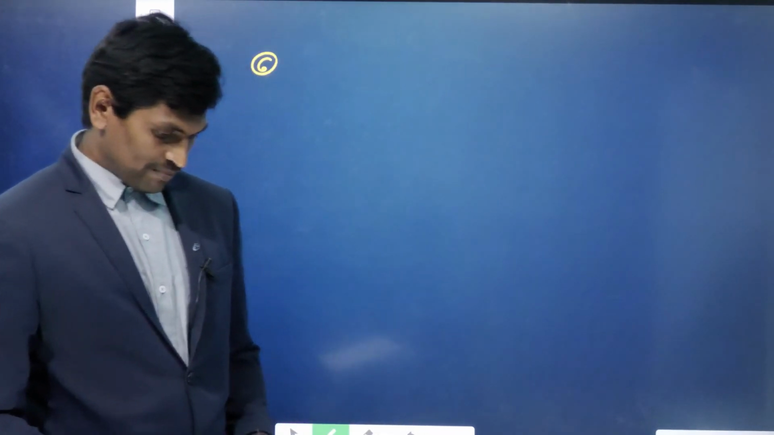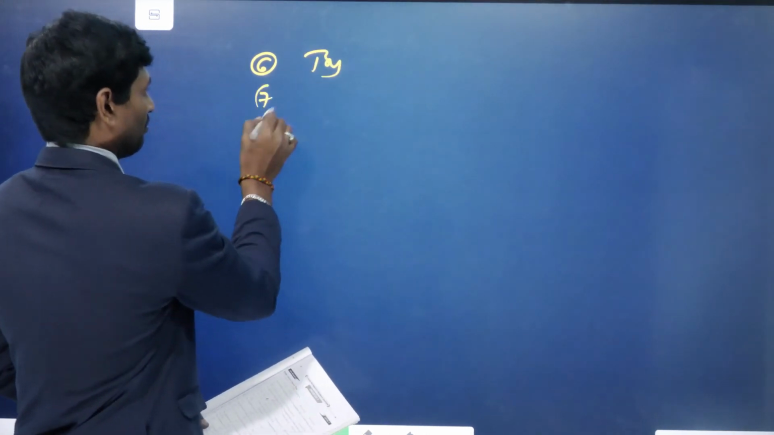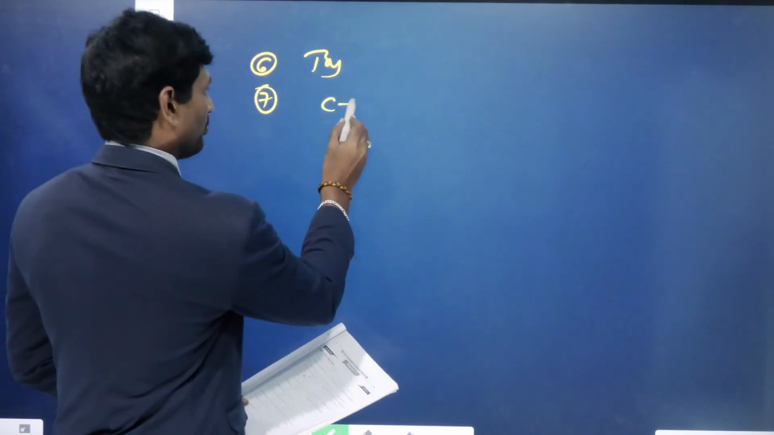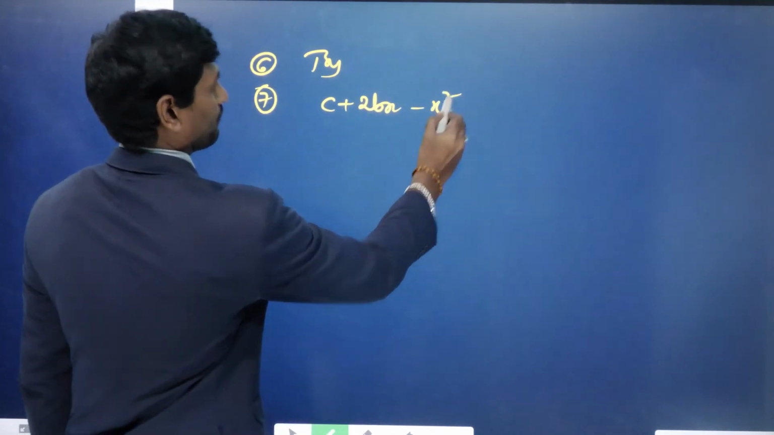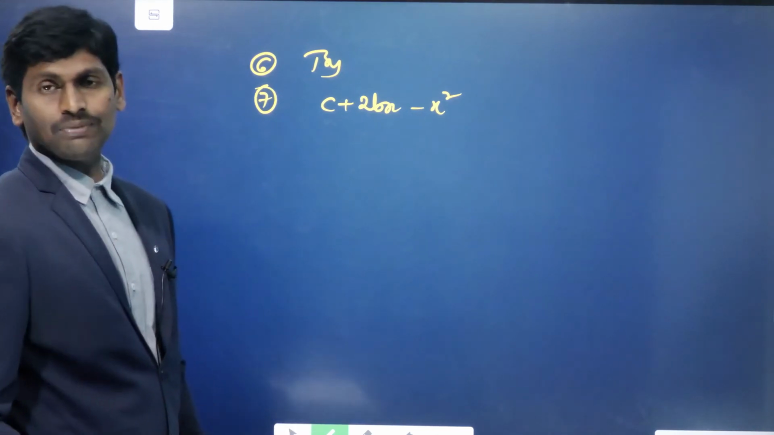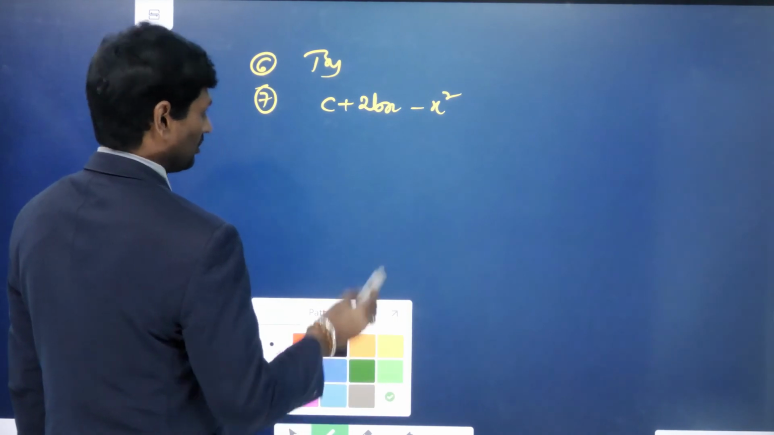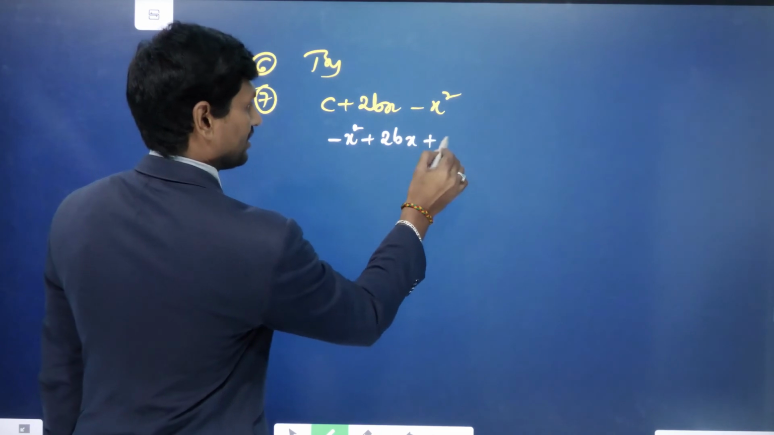We'll go to the next question. Problem number 6 is minimum value, problem number 7 is maximum value. Problem number 6 you try. Problem number 7, I am going to explain. That is c plus 2bx minus x square. We need to find the maximum. So let us write it in order: minus x square plus 2bx plus c.